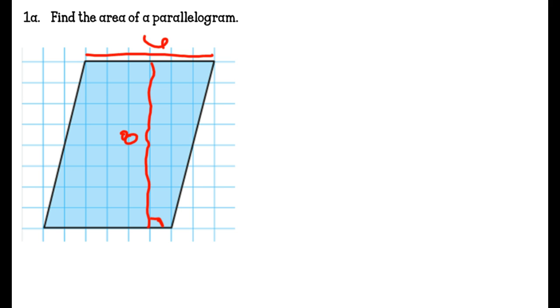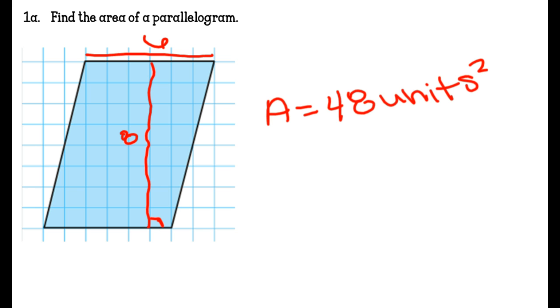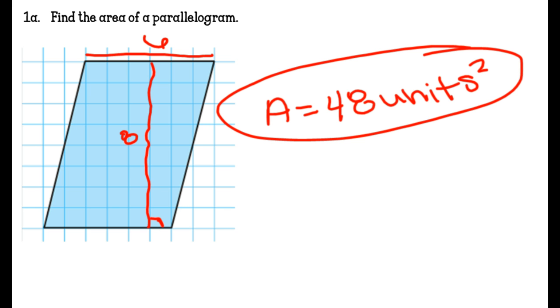And the area of a parallelogram is base times height. So you take 8 times 6, which is 48. And since there's no label, you would just say units squared. Circle it, and that's my answer.